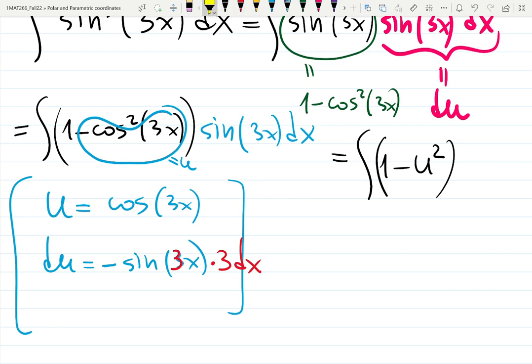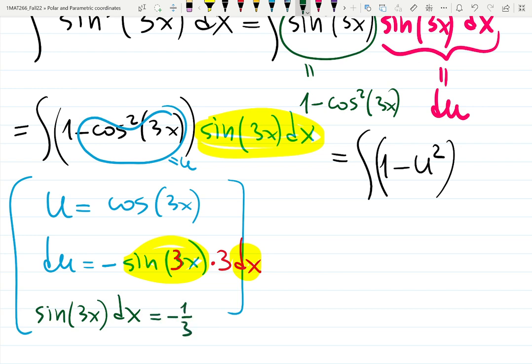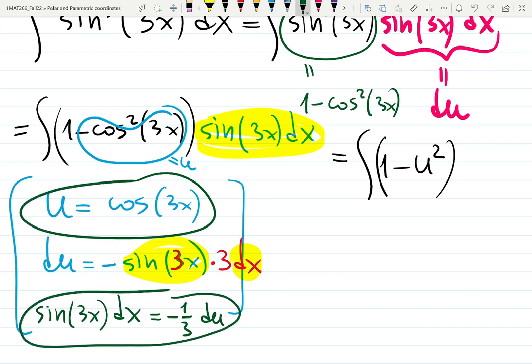Again, u substitution happens here. So I need this sine 3x dx. But I have minus, let's see, I have minus sine 3x times 3 dx. So solve for it, or just multiply and divide by negative 3. If I'm solving, then I know that sine 3x dx, that's what I need in yellow, will be minus 1 over 3 du. Plug the first and the third equation into the integral.